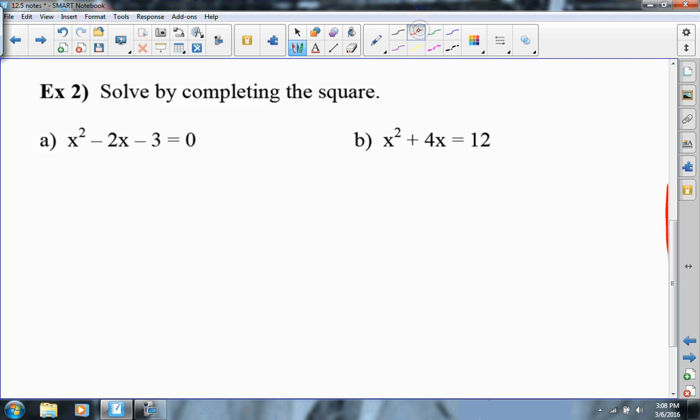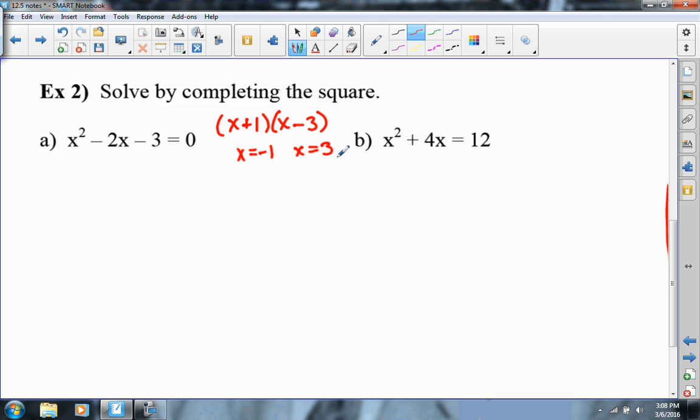We could, I'll do it off to the side, we could find the factors of 3 that add up to 2. So when we factor this, we could write it as x and x, and the factors of 3 are going to be 3 and 1, and to get them to add to negative 2, we need the 3 to be negative and the 1 to be positive. And then we could set each of those equal to 0 and solve, so we'd get x equals negative 1 and x equals 3.